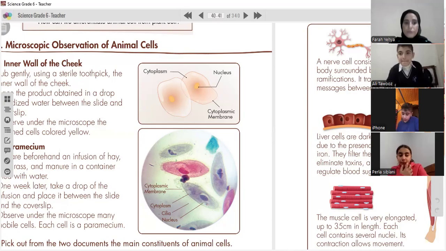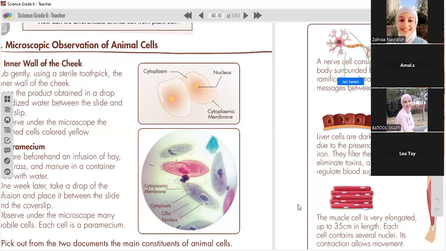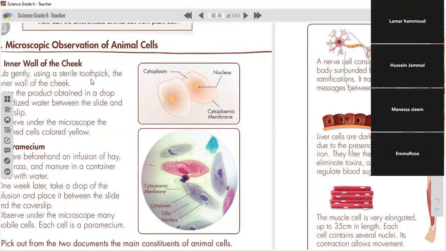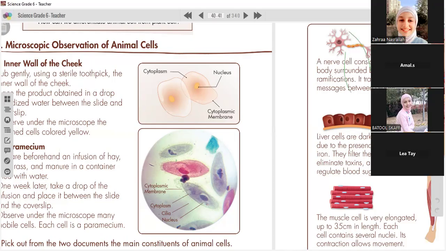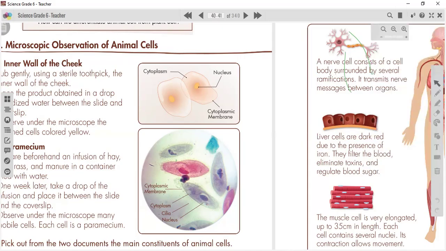Because we have many organs like the brain, the lungs. Okay, and what are organs made up of? Yes. All the organs, what are they made up of? Actually, any organ, what is it made up of?